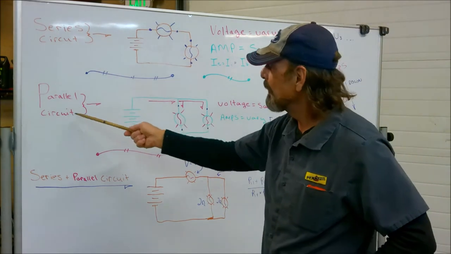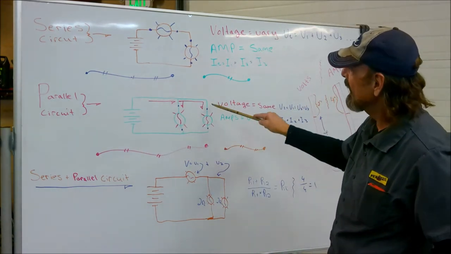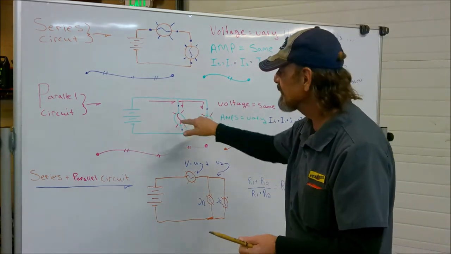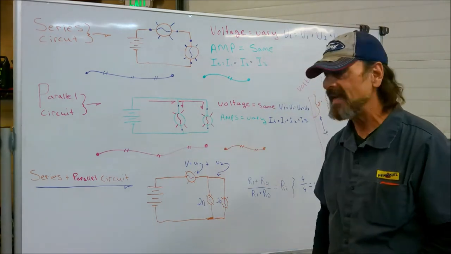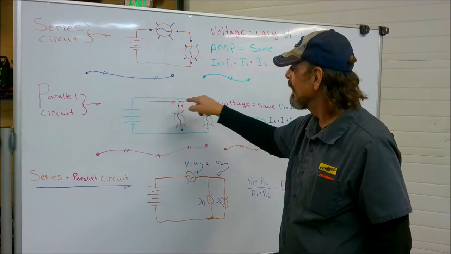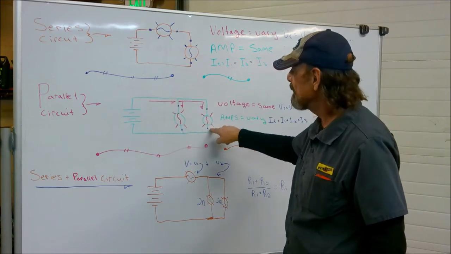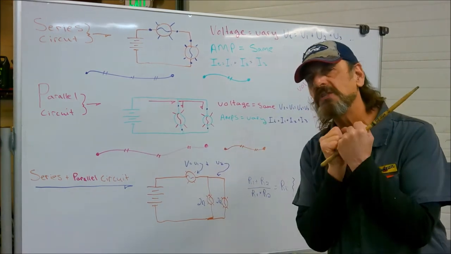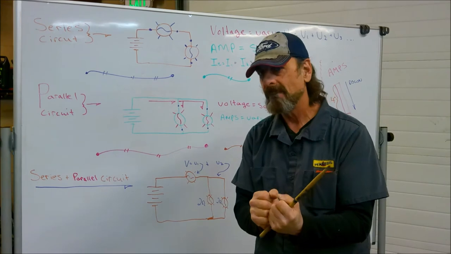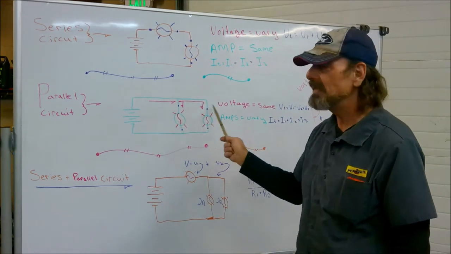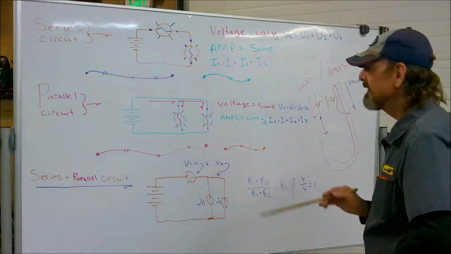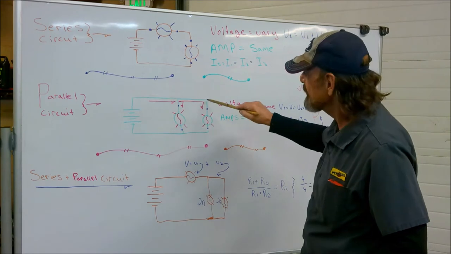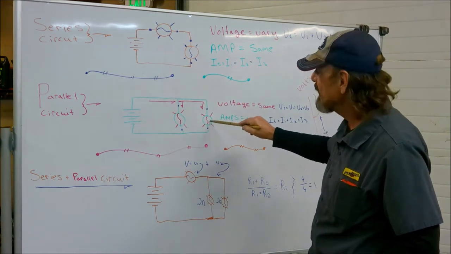Parallel circuit, right here. We see two lights in parallel. What's going to happen is the electrical pressure is going to stay the same. This is an air pipe, for example. We had 100 pounds PSI here, and we're going to have 100 pounds PSI here, here, and here. The voltage will remain the same because it equalizes itself between these two circuits. However, the amperage is going to vary. This is going to take a certain amount of current flow, and this is going to take a certain amount of current flow, and that will change.